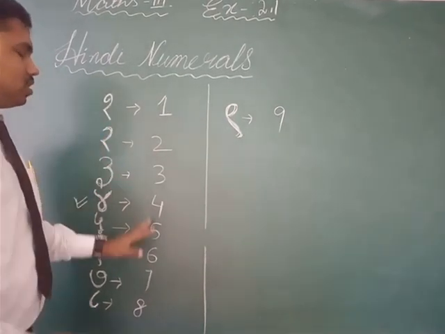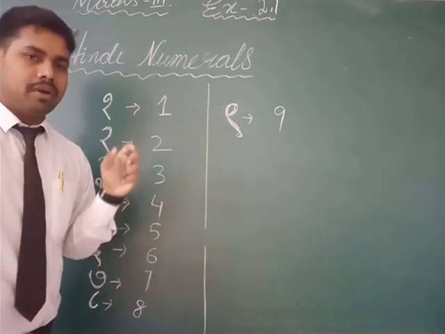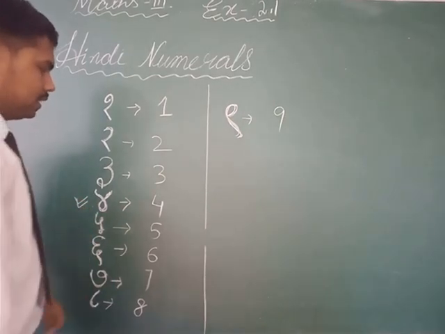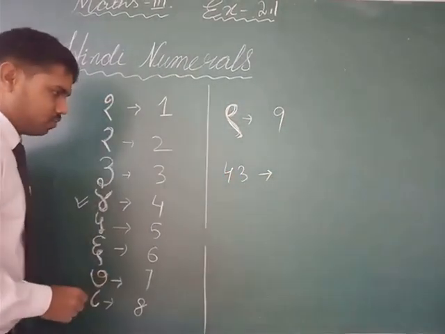So using all these numbers, you can now form any number if you know these all. For example, if I tell you to write 43, so 43 is given. You have to write it in Hindi numerals. So how will you write 43 in Hindi?